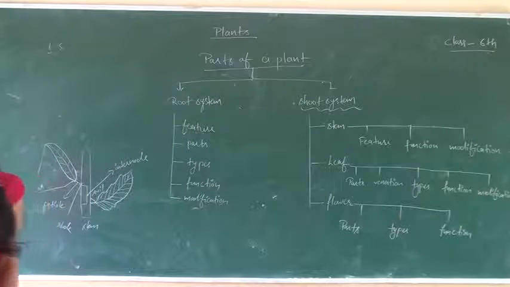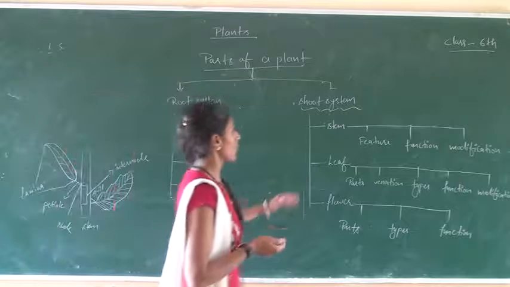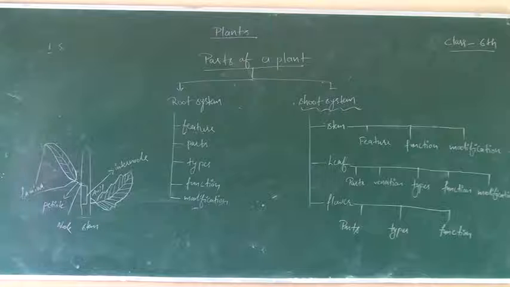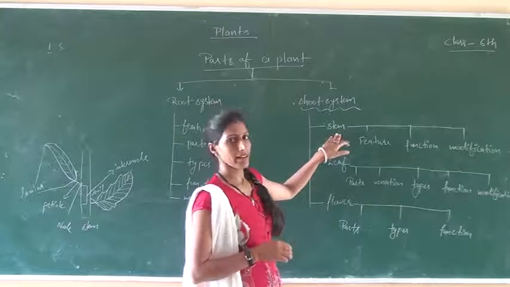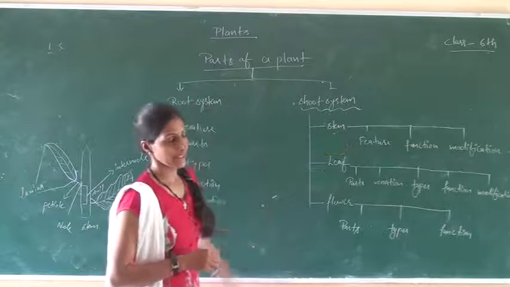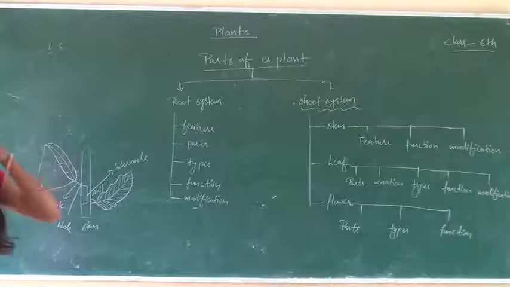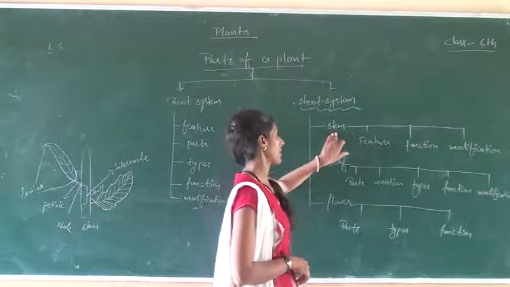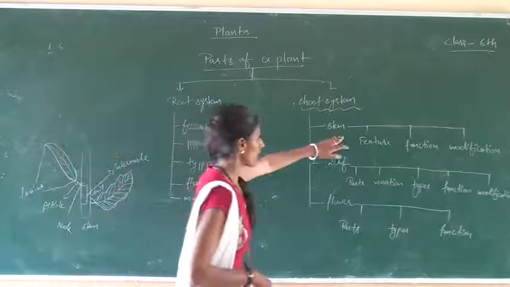In herbaceous plants, green plants, it is green, but in woody plants, it is like wood. It is hard in shrubs and trees. Okay. After that, stem is also called the trunk of the tree, means tana. After that, the features of the stem.